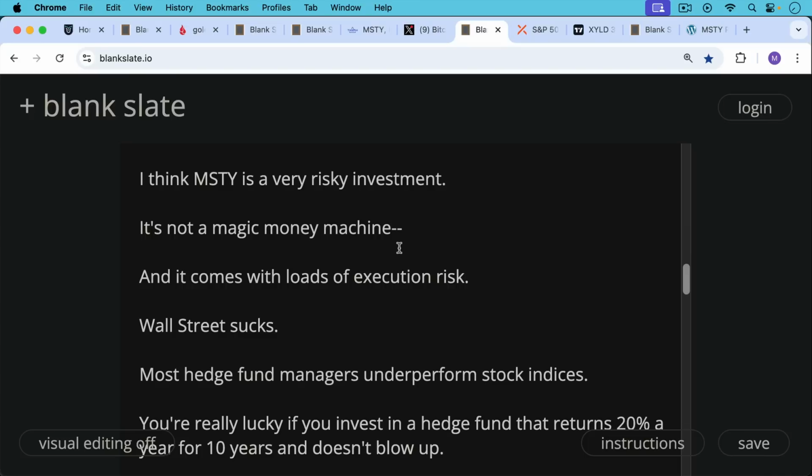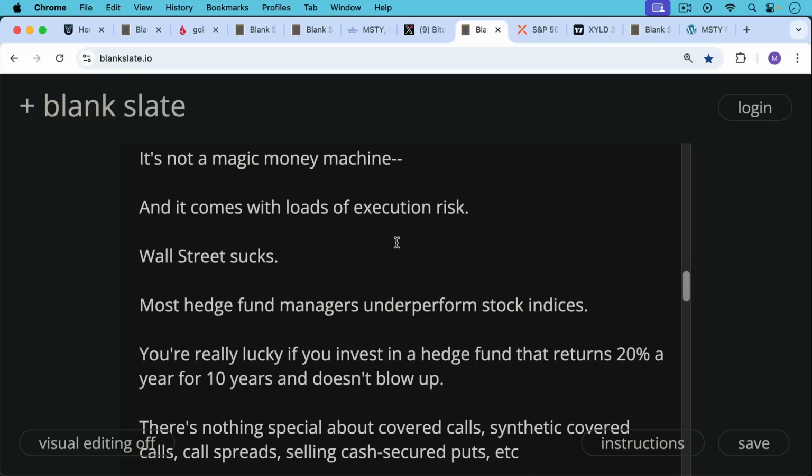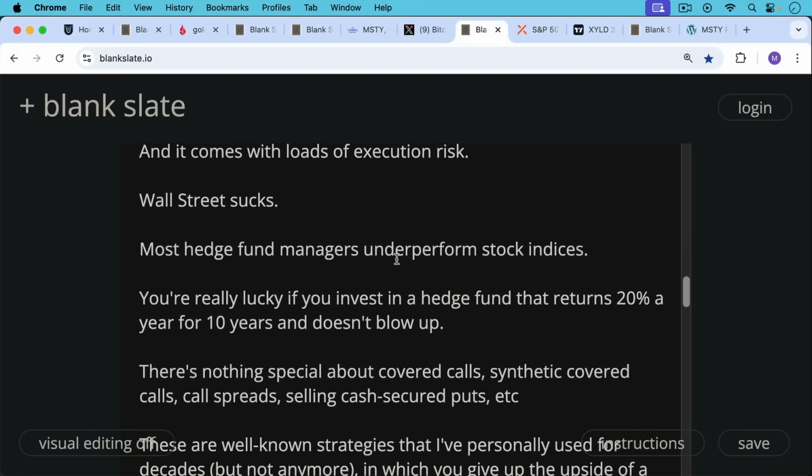And if you spent decades in this business, as I have, you will have come to the conclusion, probably sooner rather than later, that Wall Street sucks, that most hedge fund managers underperform basic stock indices, and they certainly underperform holding Bitcoin, holding BTC. And you're also really lucky if you invest in a fund or a hedge fund that returns 20% a year for 10 years and doesn't blow up along the way. This is very, very difficult to do.